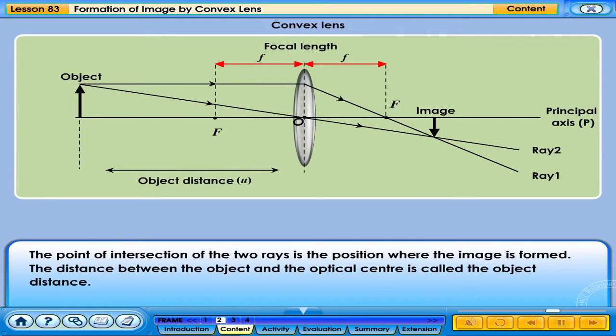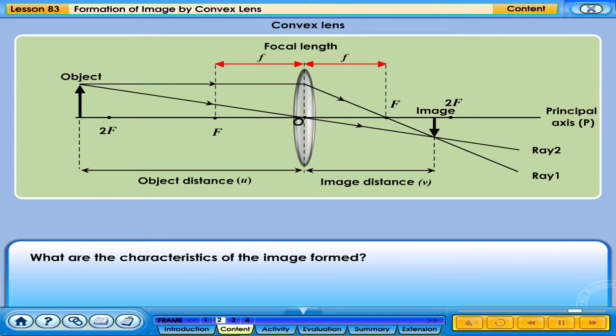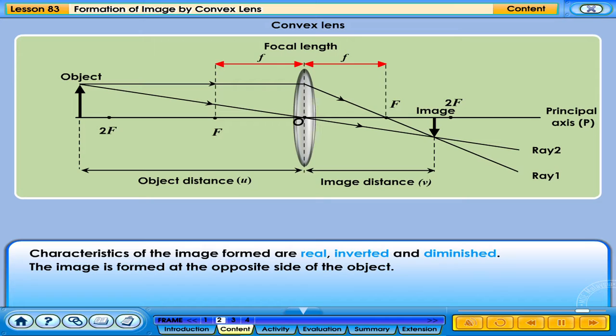The distance between the object and the optical center is called the object distance. The distance between the image and the optical center is called the image distance. What are the characteristics of the image formed? Characteristics of the image formed are real, inverted, and diminished. The image is formed at the opposite side of the object.